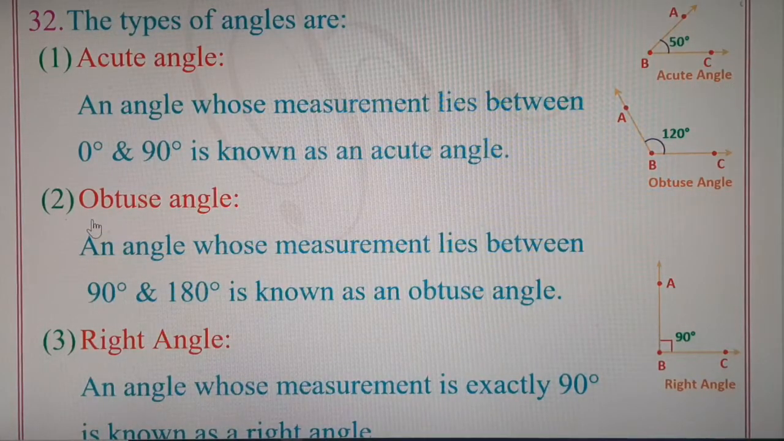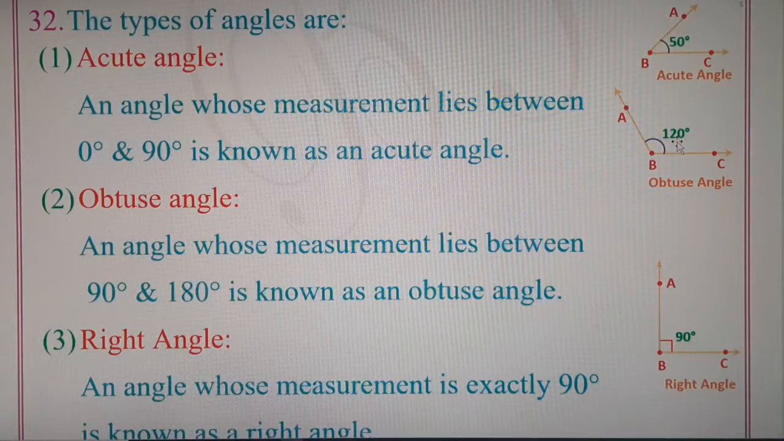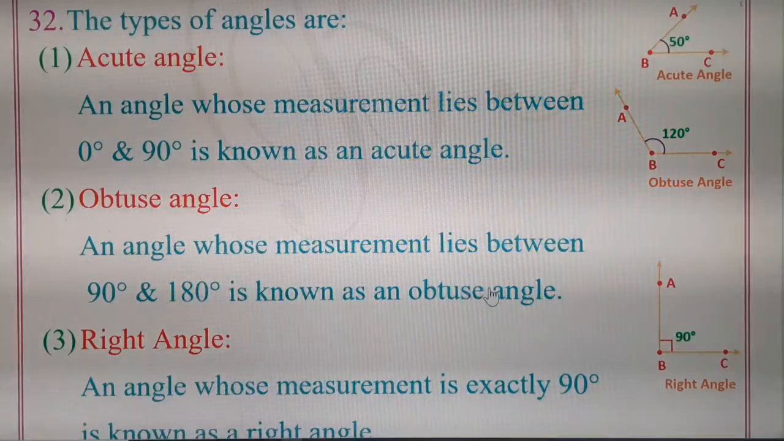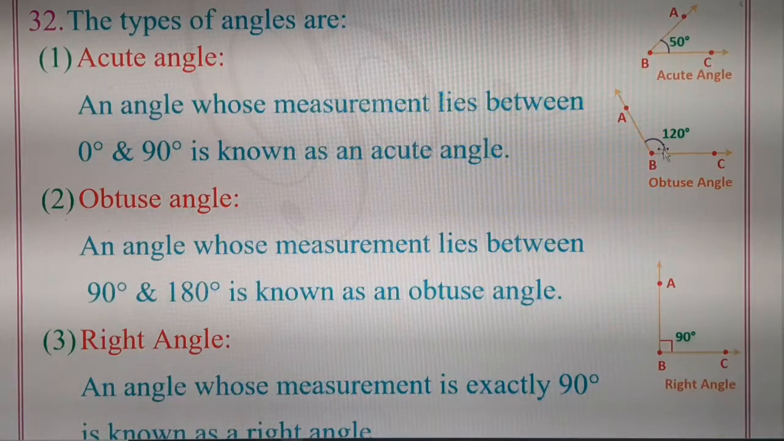Let's go to the second type of angle, that is obtuse angle. Now in this diagram we are having angle ABC whose measurement is given as 120 degree, and it will be an obtuse angle. An angle whose measurement lies between 90 degree and 180 degree is known as an obtuse angle. An angle whose measurement is more than 90 degree and less than 180 degree, that angle will be known as an obtuse angle.